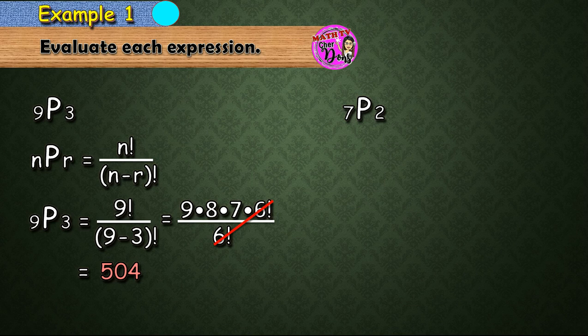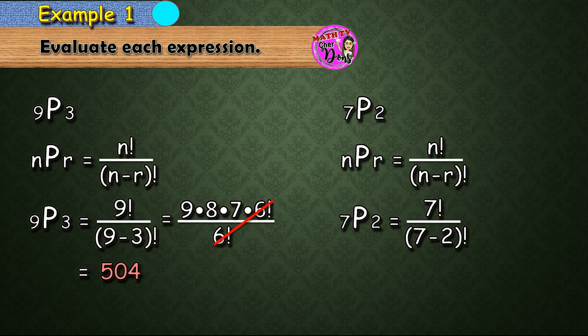Next, we have permutation of 7 objects taken 2 at a time. Again, our formula: permutation of n objects taken r at a time is equal to n factorial divided by quantity n minus r factorial. Plugging in the values, we have permutation of 7 objects taken 2 at a time is equal to 7 factorial divided by quantity 7 minus 2, which is 5 factorial. Next, we have 7 factorial. Simplifying it, we have 7 times 6 times 5 factorial. Then we can cancel 5 factorial. We have 7 times 6, which gives us 42, and that is our final answer.